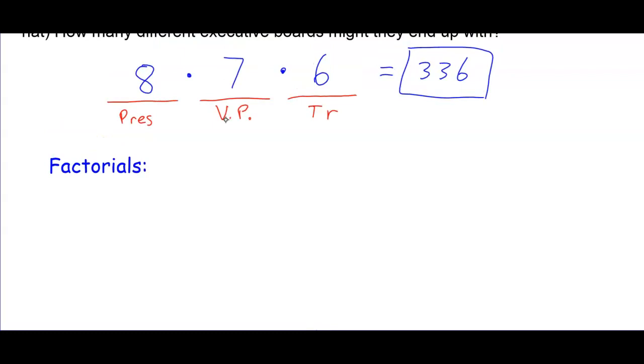Factorials are related to this example we just did, except they work by just continuing this pattern as far as you can. The symbol for factorials is an exclamation point. So you look at this and you think it's saying 8, but it's not an exclamation point like in the English language. It's a mathematical symbol.